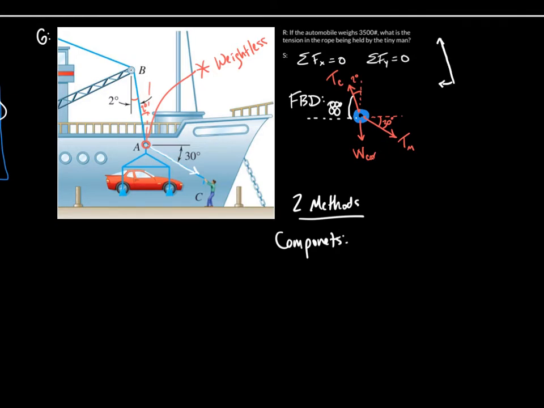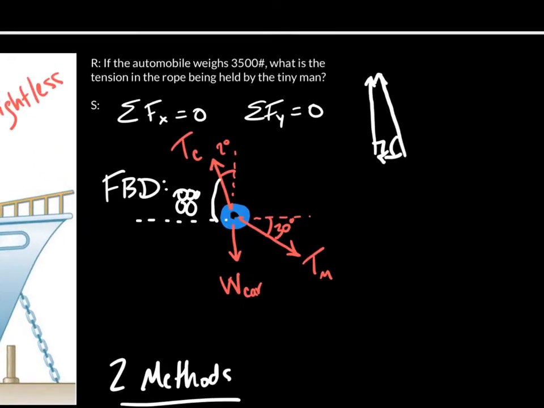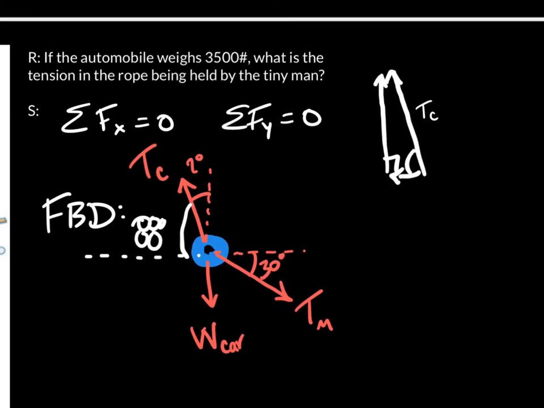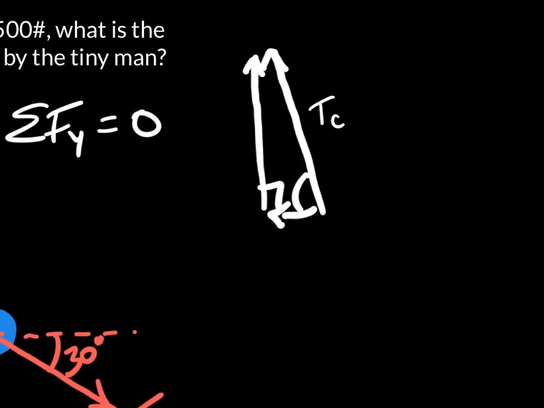Okay, here's the x component. Here's the y component. Here's an angle of 88 degrees. Here's a right angle. Let's zoom in there. So this is TC. We don't know TC.